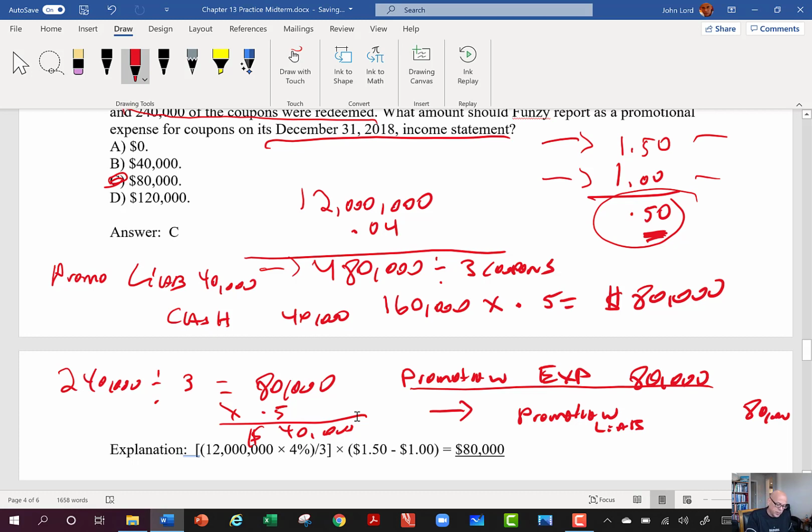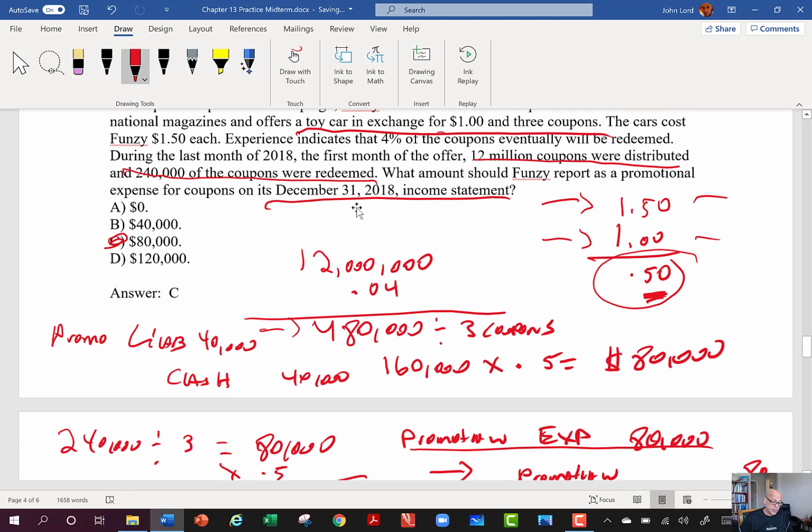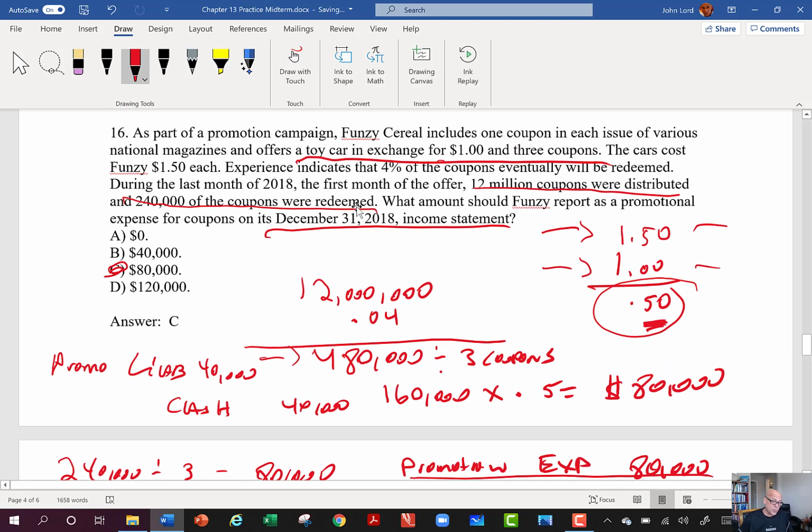That takes the expense in 2018, okay? So again, I could give you the same exact question, okay? Note, I could give you the same exact question, and all I have to do is change it to what should be shown as promotion liability on the balance sheet at December 31st, 2018. Then the answer is B, 40,000.